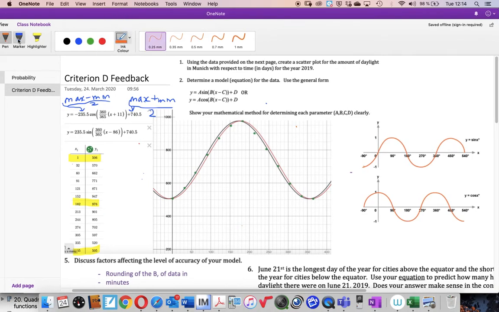So today we thought we would give you a little bit of feedback on the Criterion D task that you did with the sunrise and the sunset, just for you to understand it a little bit better so that you can apply this for next time.